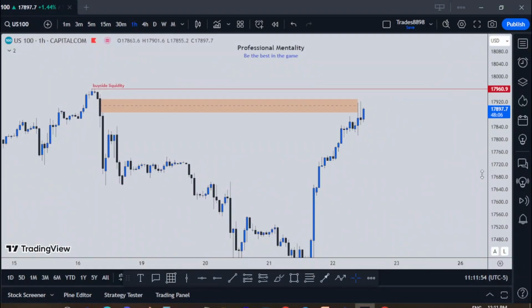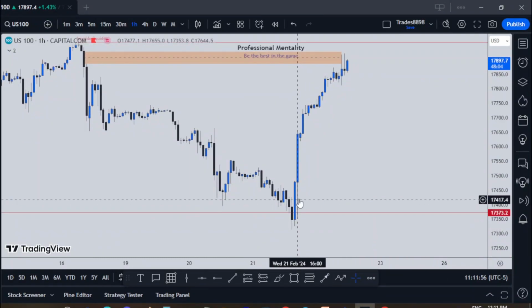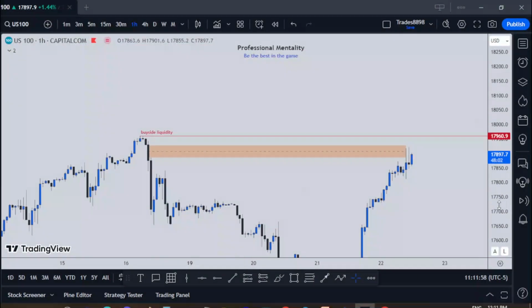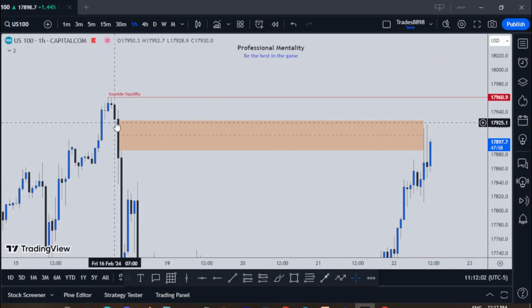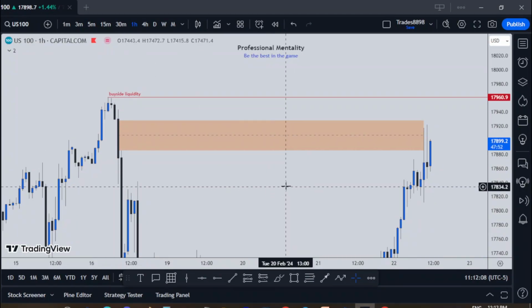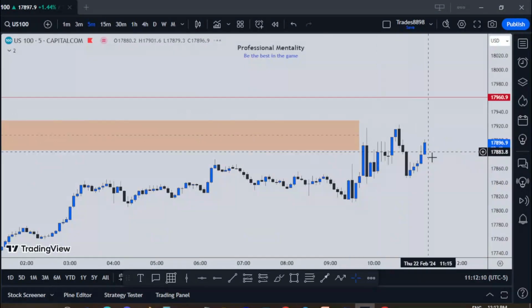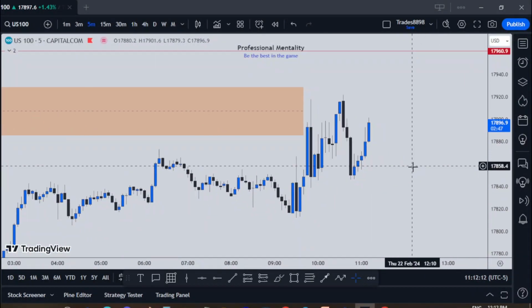Starting from the hourly time frame, we see that price has been really bullish for the last couple of days. What really interested me is this high right here. We have a fair value gap. I was really interested in this fair value gap, so I was thinking about what price would try to do when it reached that level.